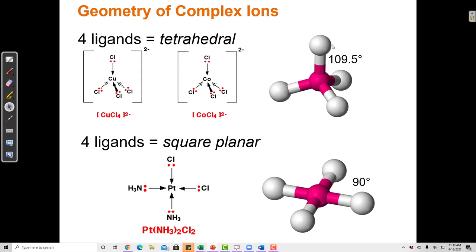And we will look at that in more detail when we get to the chapter where we actually focus on these transition metals a little bit more. So how to tell the difference between tetrahedral and square planar, at this point you don't have to, but we will get there, don't worry. I'm sure you were worried.